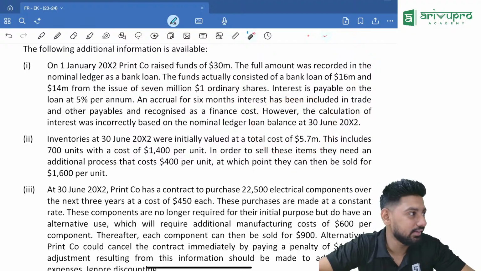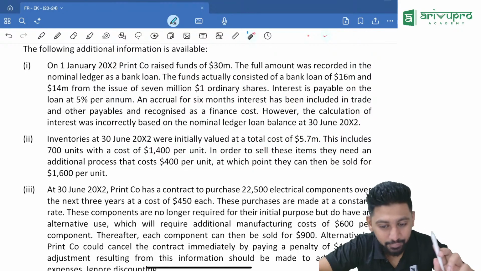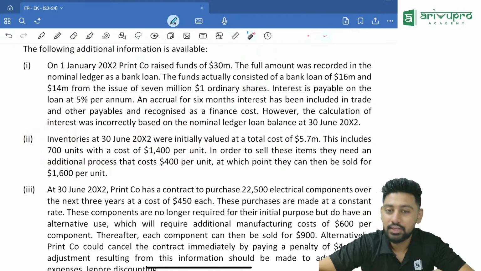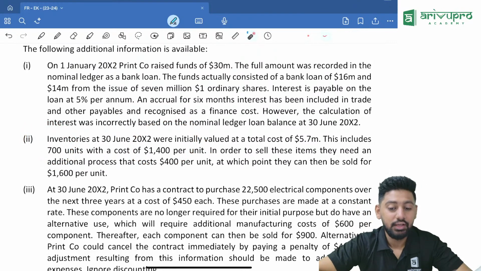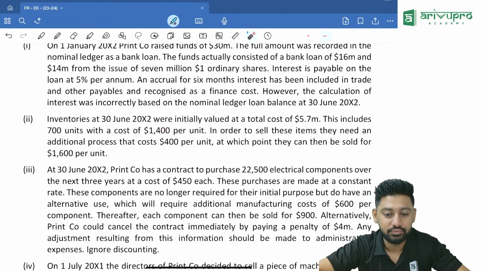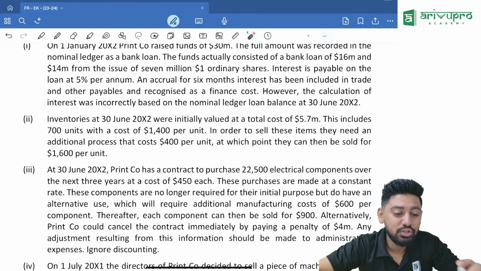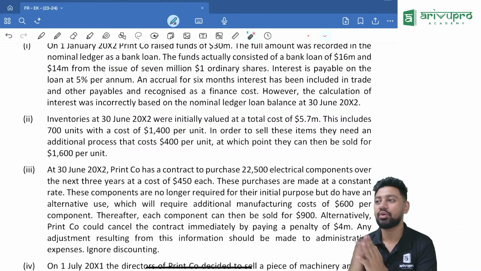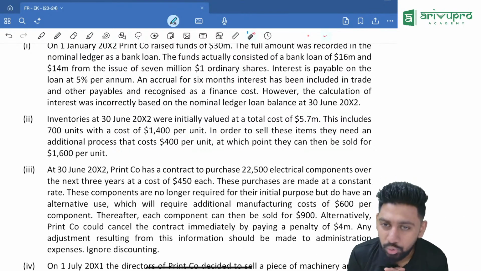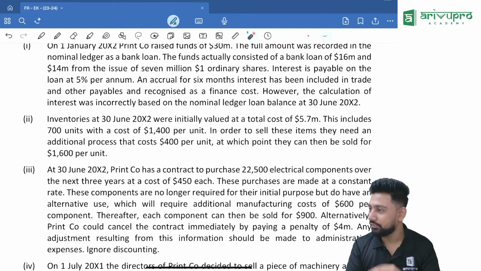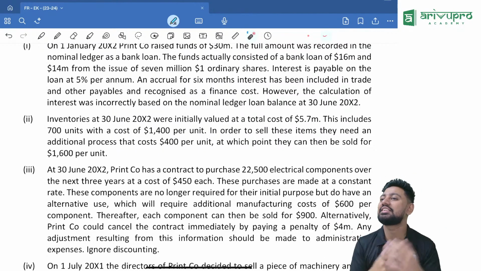of 5.7 million. Okay, that is number one. This includes 700 units with a cost of 1,400 per unit. In order to sell these items, they need an additional process that costs 400 per unit, at which point they can then be sold for 1,600 per unit. As we know, your inventories are valued at cost or NRV, whichever is lower. Now here, you know the cost, you know the NRV. You are going to see if the inventory needs a write down.